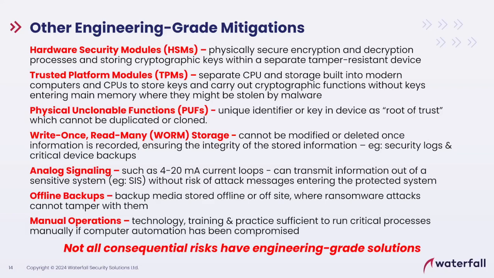We see analog signaling being used. You can run a 4 to 20 milliamp current loop out of your safety system to report the status of the safety system. You don't need to connect the safety system to the OT network and put the system at risk. You can just report those statuses through analog signaling. So there's a host of these.